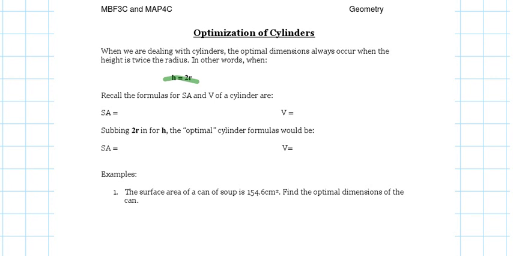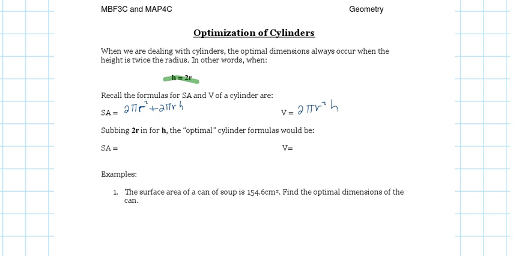So what's the formula for a cylinder? For the surface area, it's 2 pi r squared plus 2 pi r h. Yeah. And what's the volume of a cylinder? That's right.